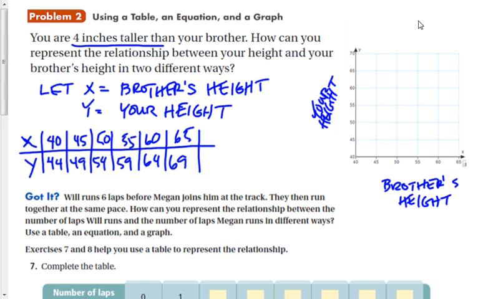All right, so I set up a graph, and notice I made an x and a y axis appropriate for this. I started at 40, so we need to keep that in mind. But when your brother is 40, you are 44. That'd be about right there. When your brother's 45, you're 49. When your brother's 50, you're 54, and so on. And since you can really be any heights in between there, we can go ahead and draw a line through those points like that.